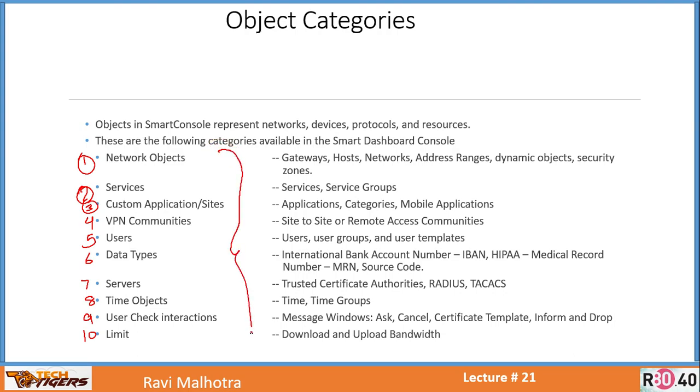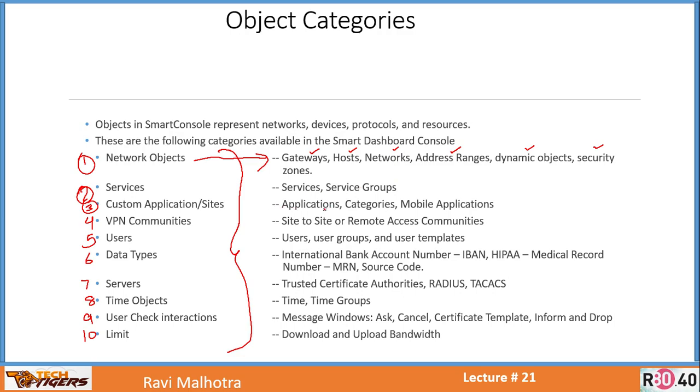Each category provides different subcategories or different options, such as the network object category, which is the largest in terms of number of options. It provides gateways, hosts, networks, address ranges, dynamic objects, security zones, interoperable devices, so many things you will see under the network object category.